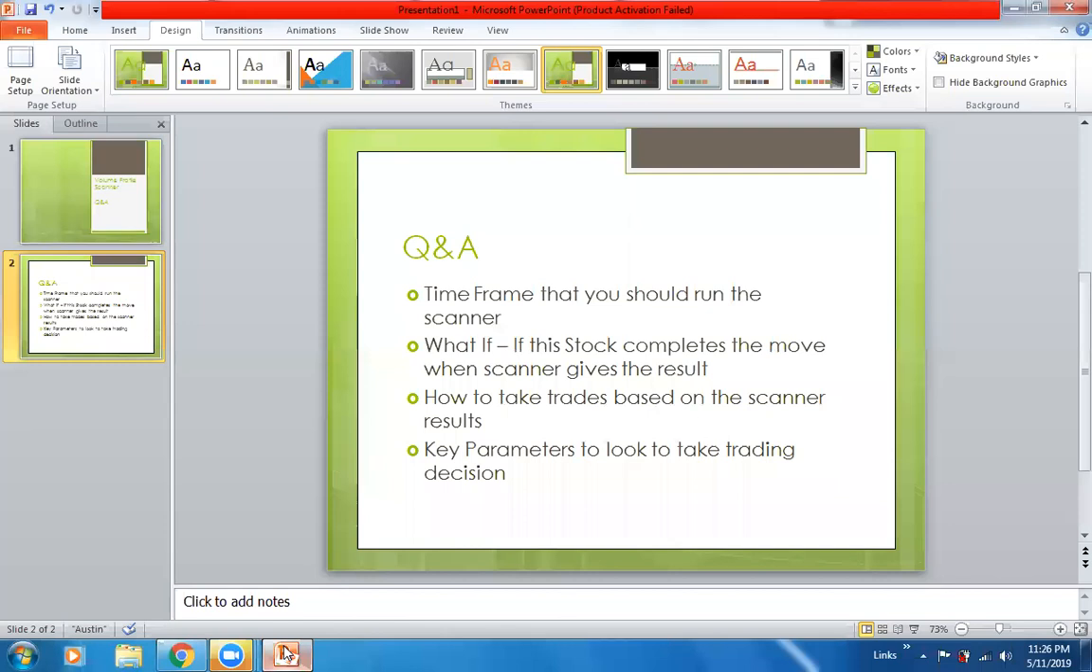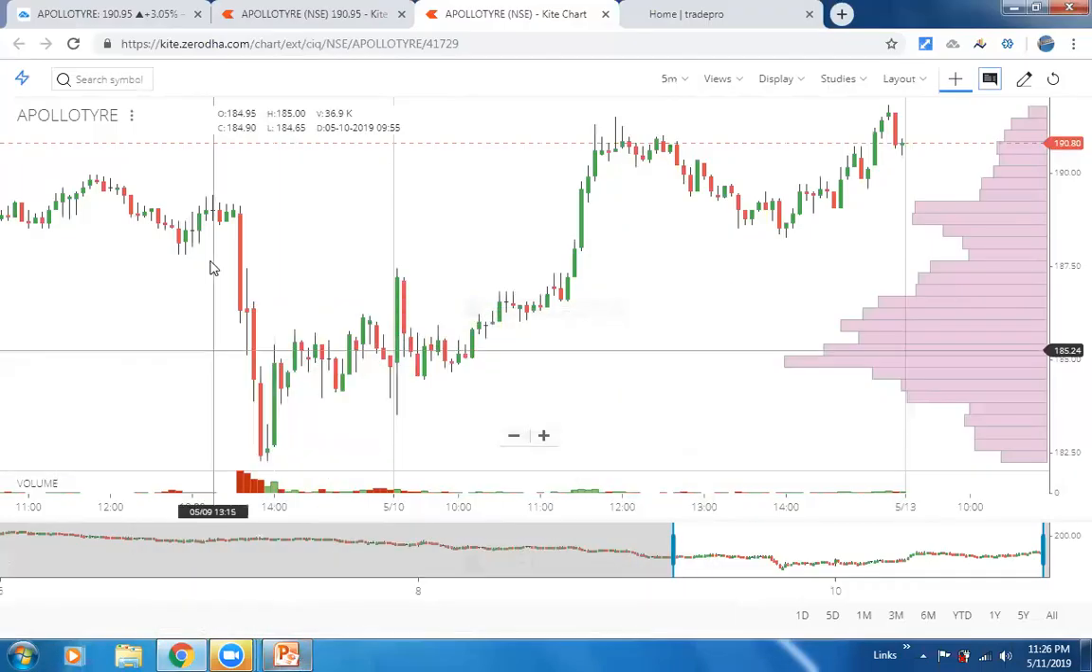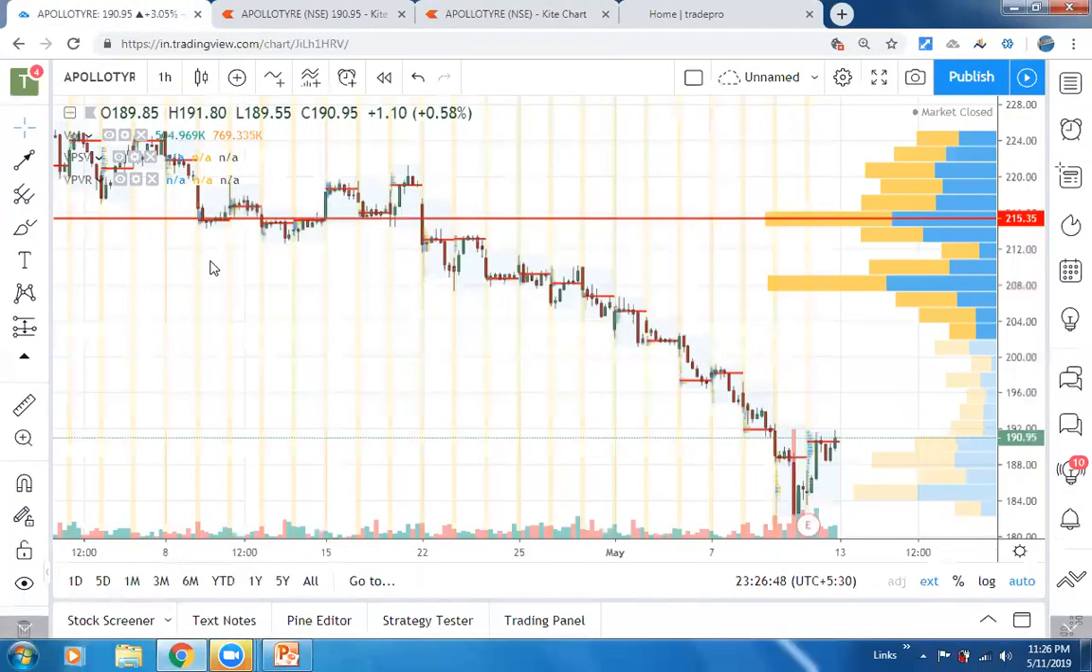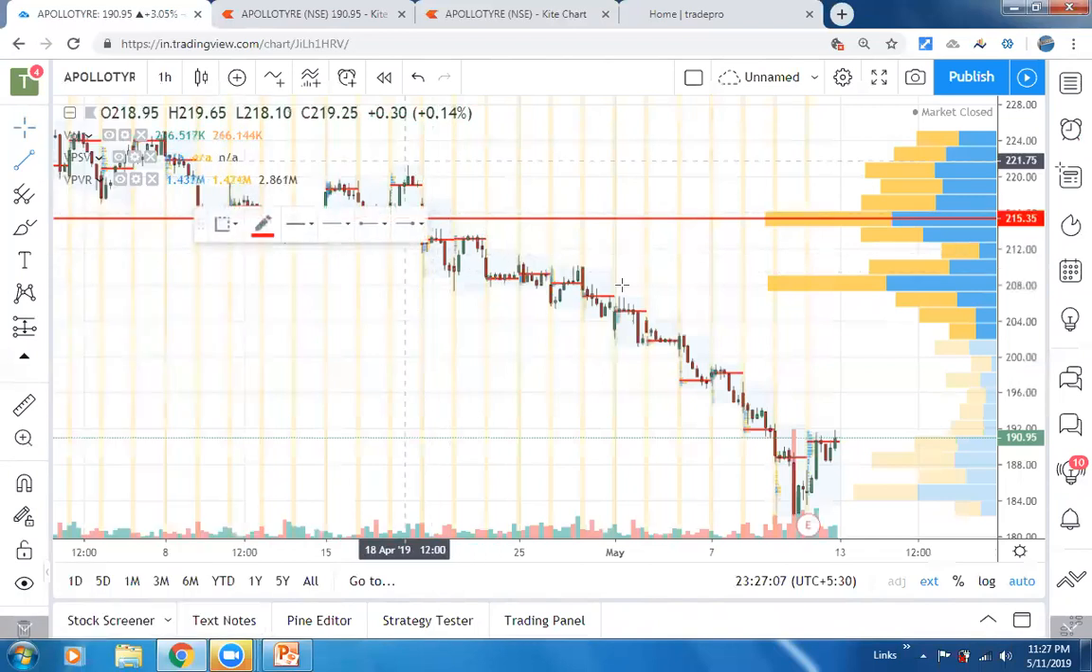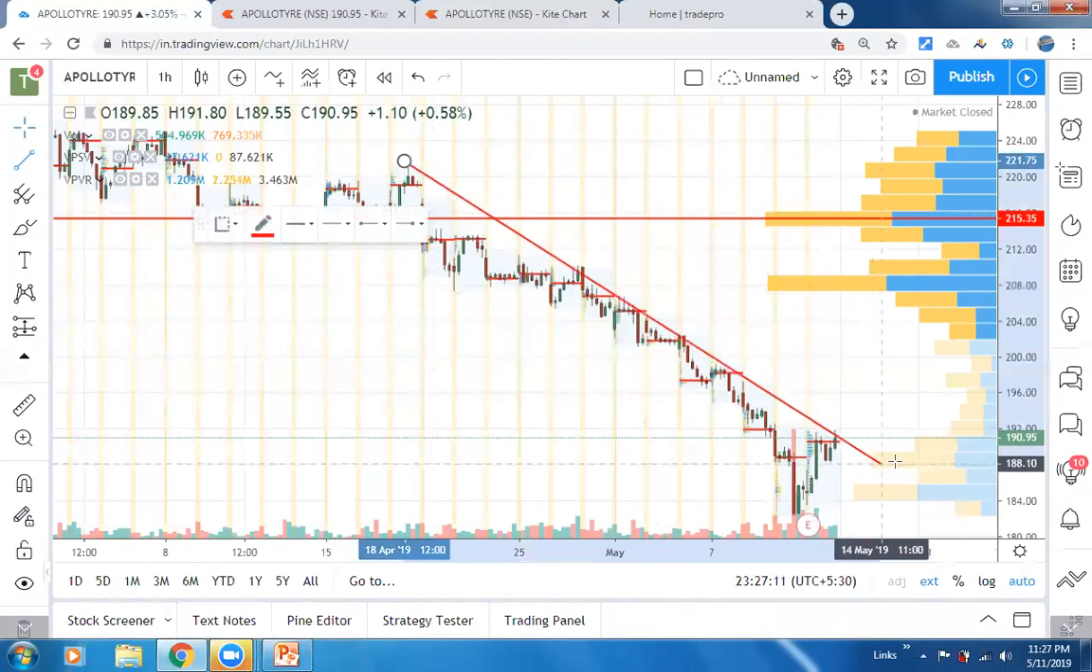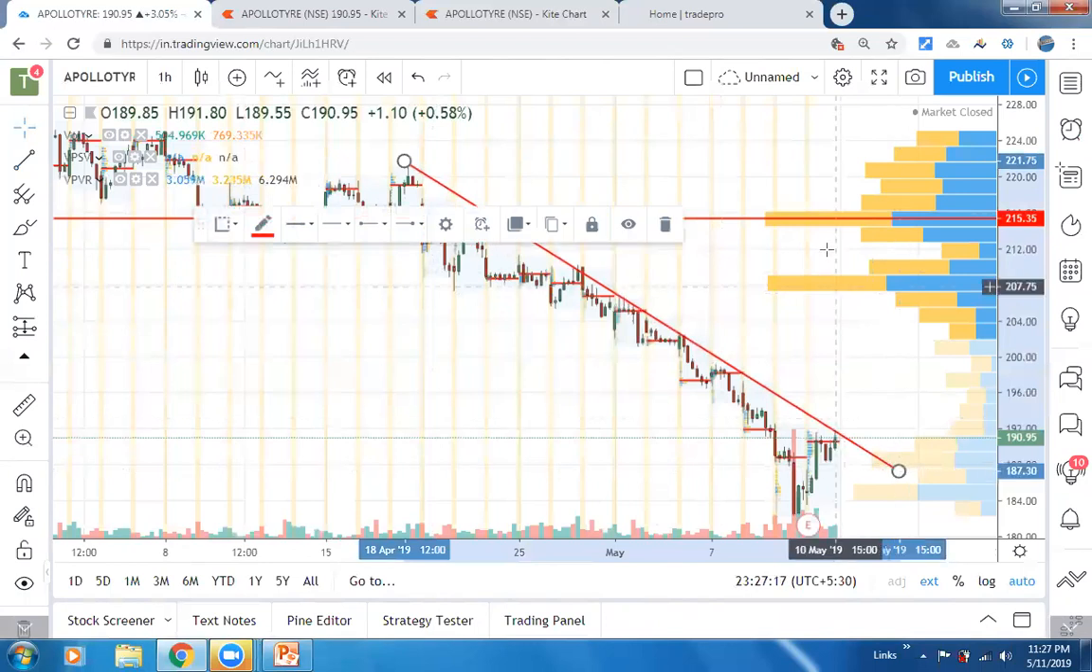So the last question, key parameters to look at to take a trading decision. Very good question. As a trader, let me explain how I do it. As a value trader, I have already answered this question. I don't draw lines. I don't see what people see, that people sometimes draw trend lines like this, stating that if this is the longer trend, and once it breaks this trend line, then the stock might move in an upward direction.